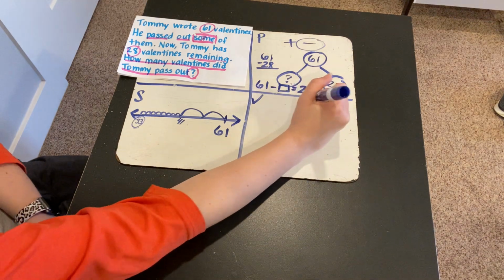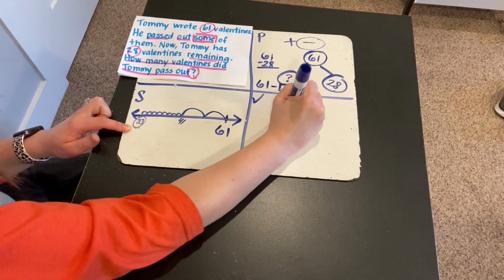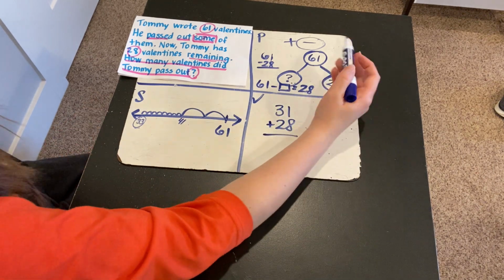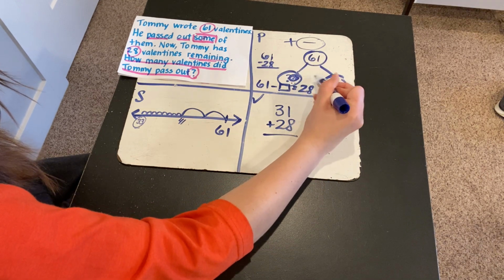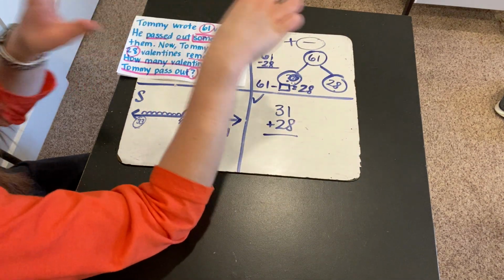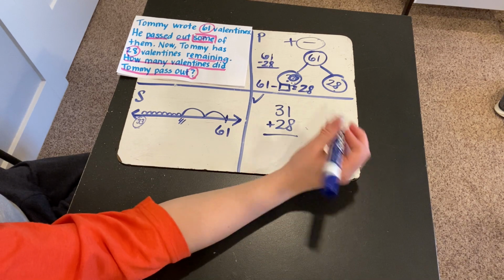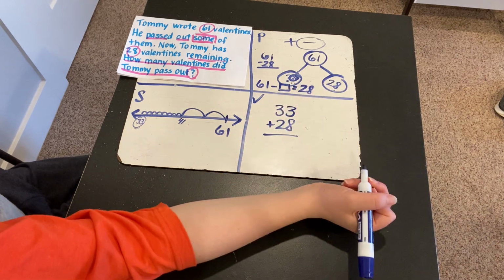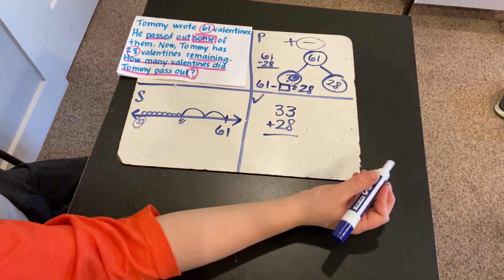Let's check it. So I should be able to add 33 plus 28 to get 61. Because if 33 really is my other part, I can add 2 parts together to get the whole. Just like when we decompose, when we compose, we put 2 parts together. So let's see if 33 plus 28 equals 61. Sorry, I don't know why I said 31, goodness.